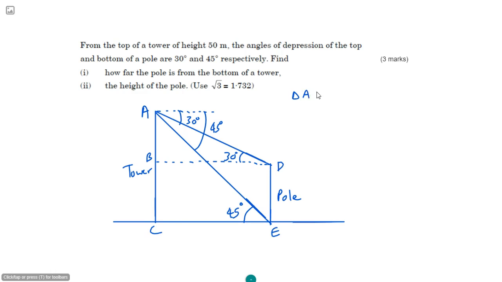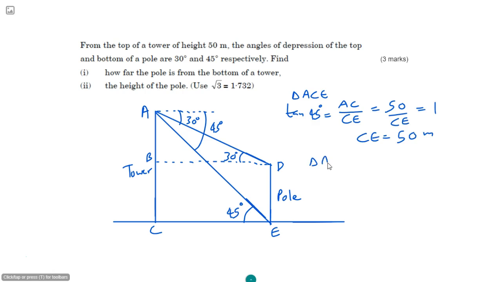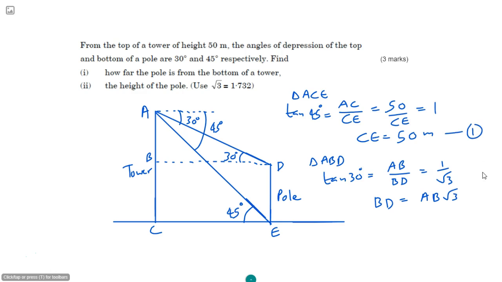From triangle ACE, you can write tan 45 degrees is equal to AC by CE. Now AC is the height of the tower and you know that's 50, so that's 50 by CE. And you know that tan 45 is 1. So you can write CE is equal to 50 meters. From triangle ABD, if you use tan 30, you can write tan 30 is equal to AB by BD. And that's 1 by √3 because tan 30 is 1 by √3. Therefore, BD is equal to AB into √3.